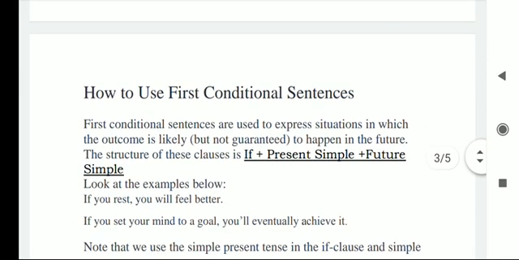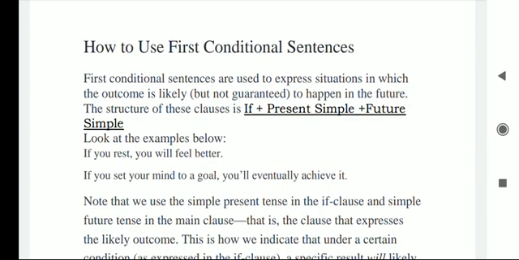Now, how to use first conditional sentences? First conditional sentences are used to express situations in which the outcome is likely but not guaranteed to happen in future, right? The structure of these clauses is if plus present simple plus future simple.